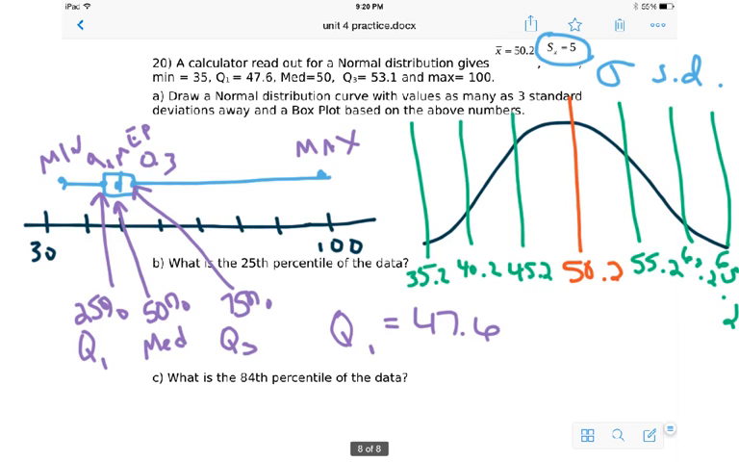But in C, when we want to find the 84th percentile of the data, you can't use the box plot to help you with that. In this case, we need the normal distribution curve, where we're going to label the percents. 34 and 34, 13.5, 13.5, 2.35, 2.35, and 0.15, 0.15, which is over there. Sorry, it's kind of squished in the end and it doesn't even look like a 15.